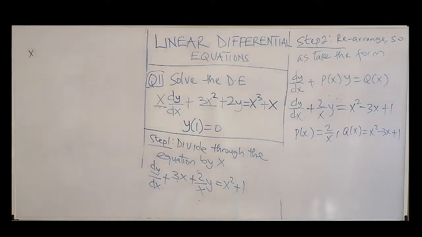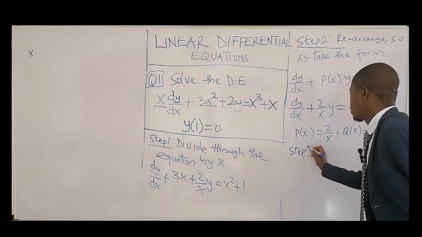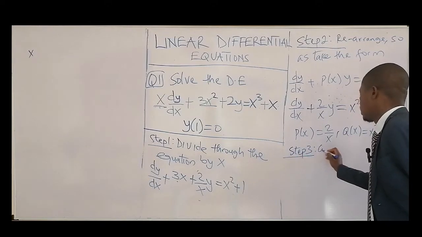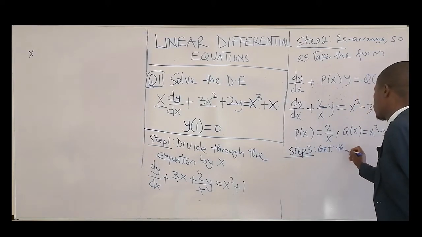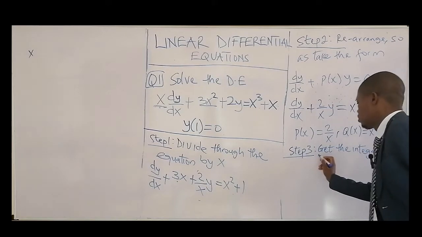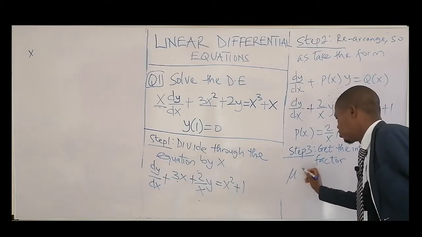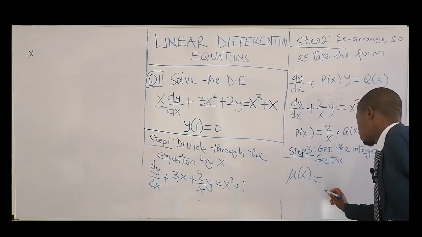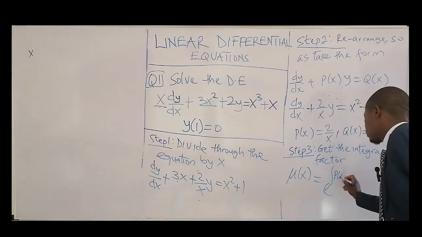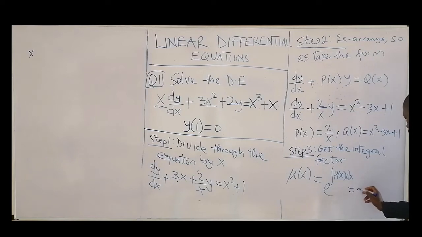So the next thing to do now is to get the integrating factor. Step 3, get the integrating factor, which is equal to the exponential of the integral of p of x dx. We know the p of x. P of x is 2 over x.